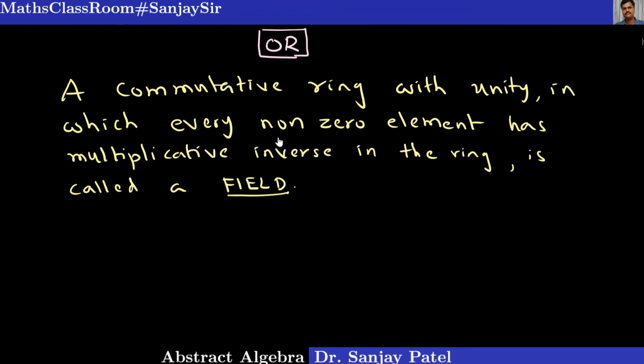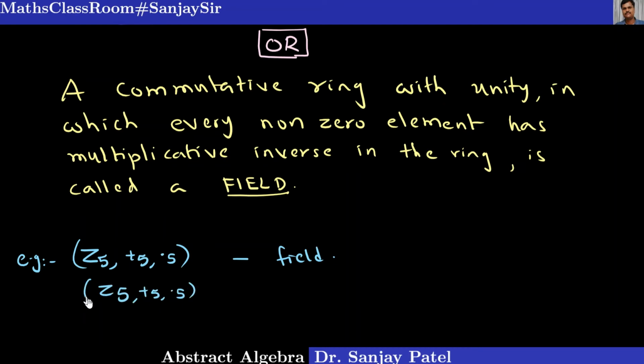One simple example, I will just mention that Z5, the ring Z5, +5, ·5, this ring is a field. This is an example of a field, because we know that Z5, +5, ·5, we have already mentioned that it is a ring. This is a ring. Okay. We also have seen that Z5 has no zero divisors. It is an integral domain. It has a unity element. So the unity element in this ring is class 1.